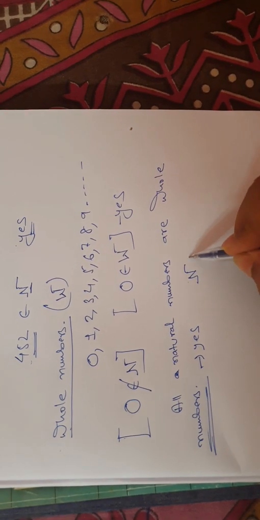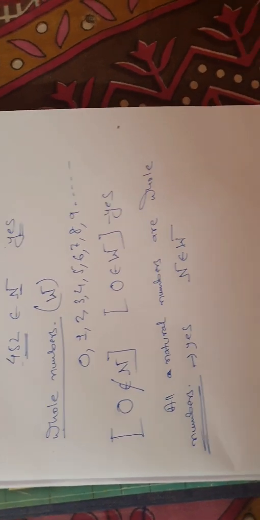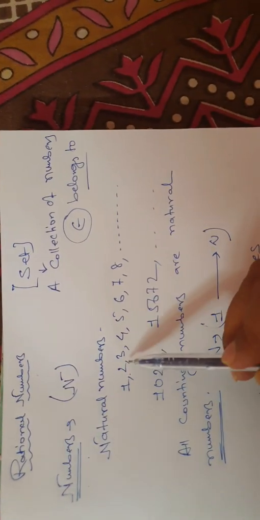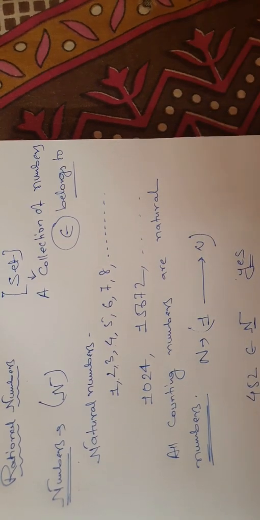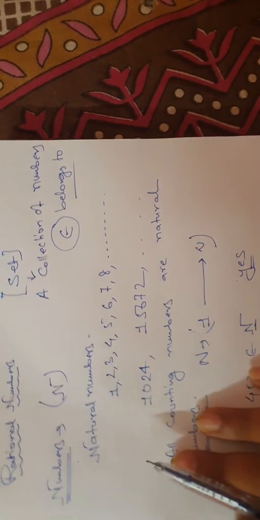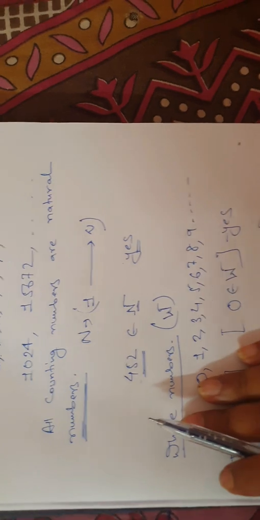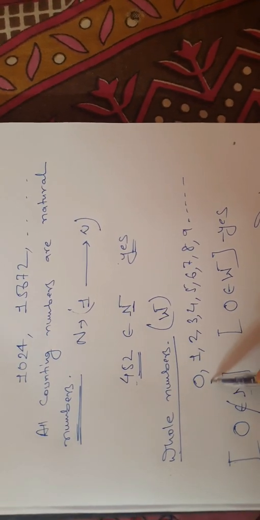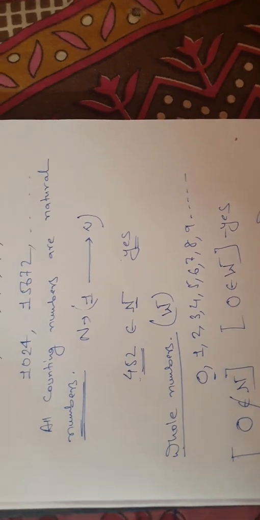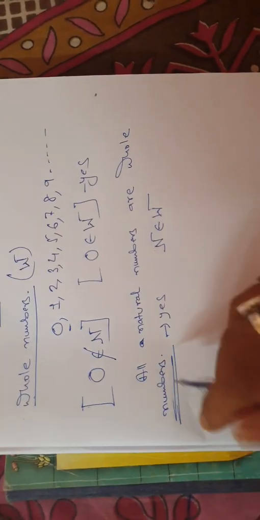All natural numbers belong to the set of whole numbers, because all the natural numbers are which numbers? 1, 2, 3, 4, 5, 6, 7, 8 up to infinity. 9, 10, 11, 12, 13, 14 up to infinity. In the same way, 1, 2, 3, 4, 5, 6, 7, 8, 9 are whole numbers also, just 0 included? Yes or no? Yes.